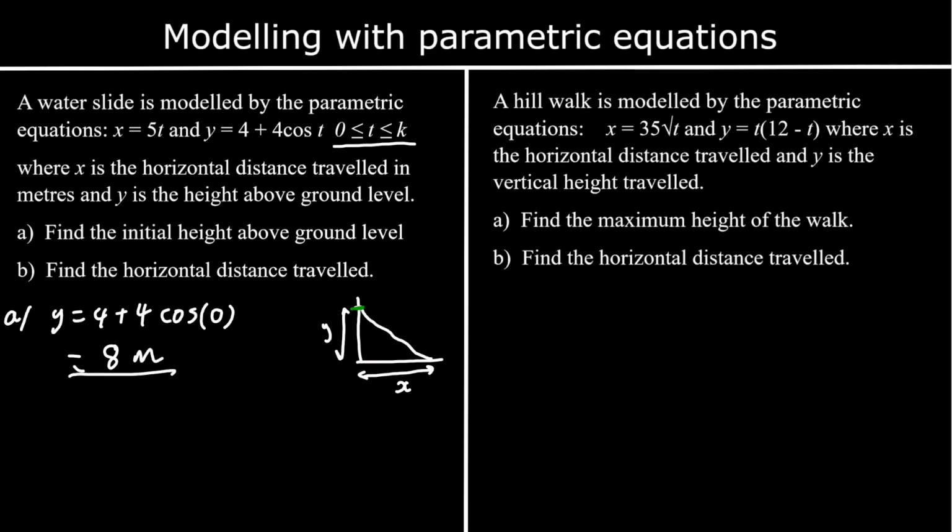Find the horizontal distance travelled. It's going to reach the ground when y is 0. So when the vertical height is 0, that's when it's going to reach the ground. So that's when y equals 0.